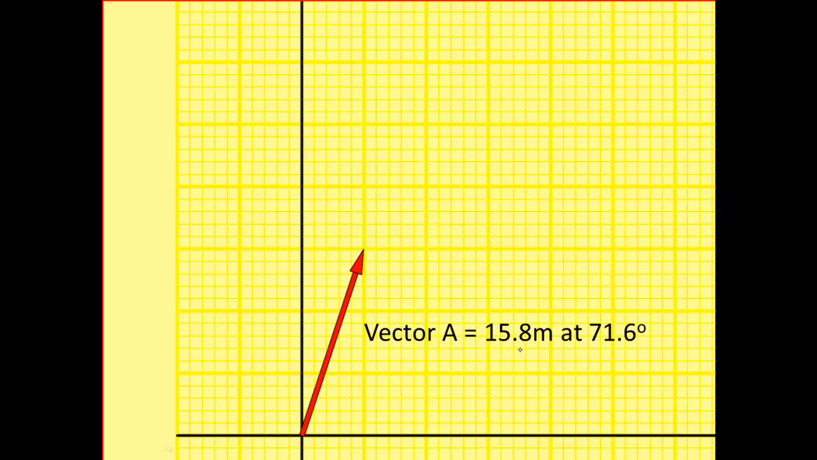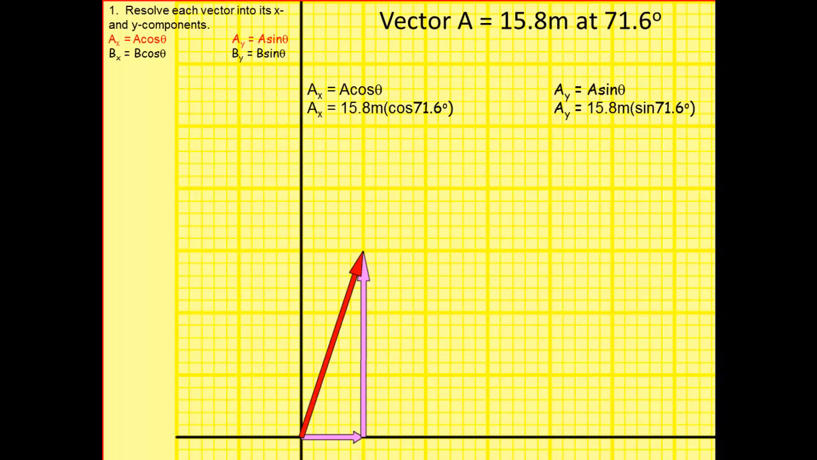Now, again, we had vector A that was at 15.8 meters at 71.6 degrees. So the first step we want to do is to resolve each vector into its x and y components. So these are the equations we're going to use for vector A. So we plug into vector A using the horizontal equation. So the x component of vector A is A cosine theta. So we take this 15.8 meters, we plug it into our equation, and we multiply it times the cosine of 71.6 degrees. And that'll get us a certain answer.